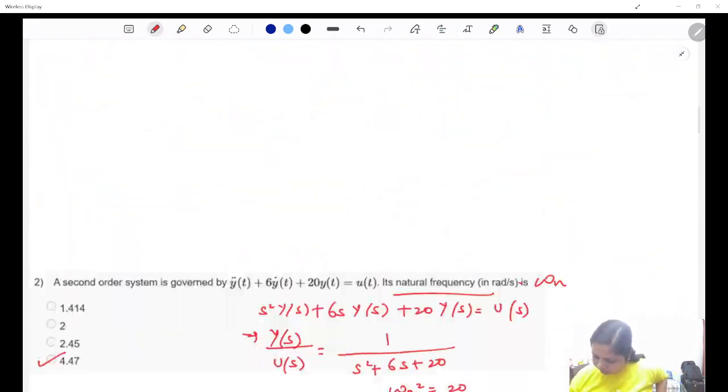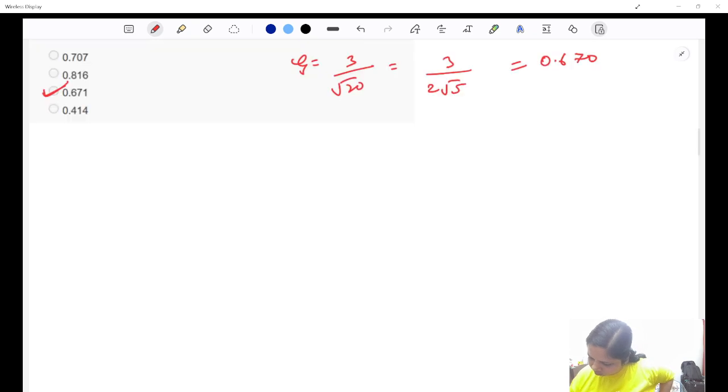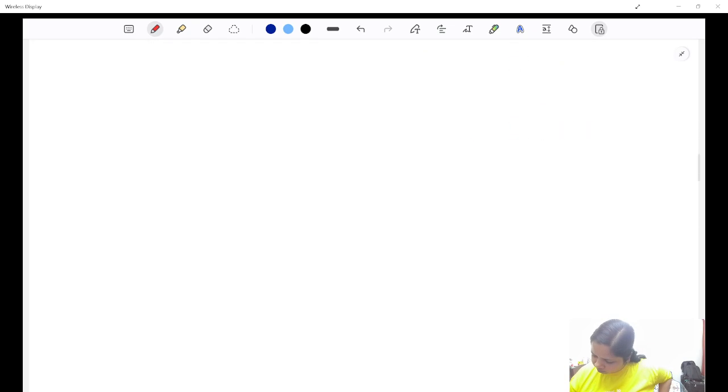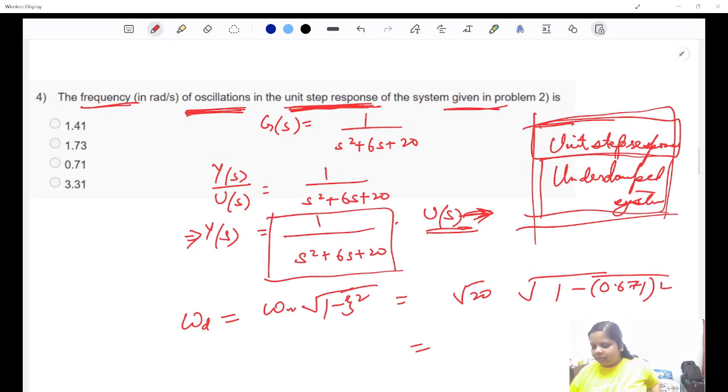So you can see here, in this case, the frequency of oscillations in the unit step response of the system given is what? It is not asking you the natural frequency of the system, rather it is asking you what is the frequency of oscillations in the system. So which is definitely going to take into account everything, zeta, omega n and everything. So we are going to answer omega d. Yes, okay? Ma'am, I got you.